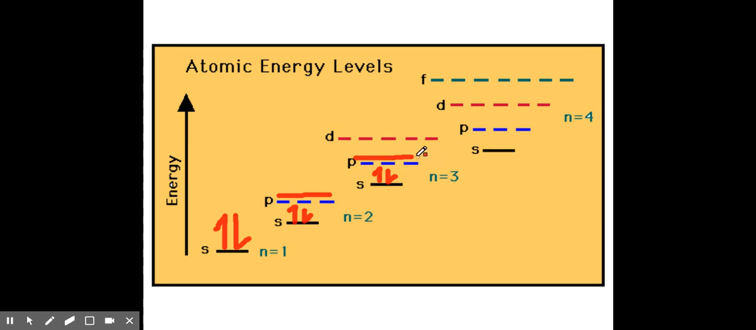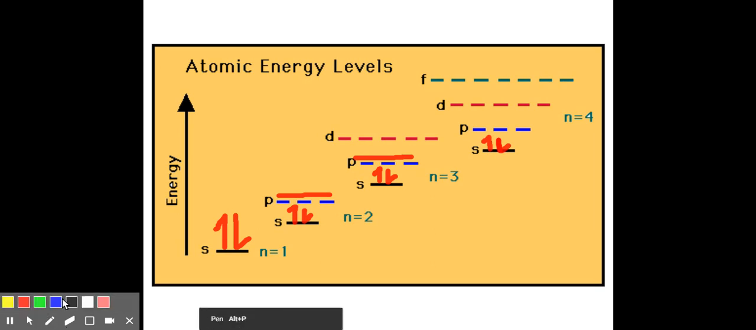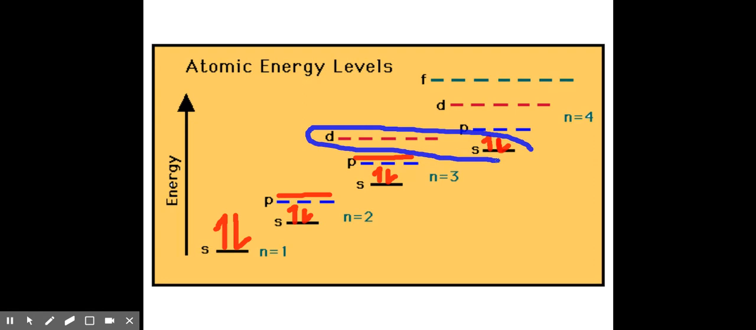Now the big step comes whenever we go from the 3p, we actually have to go to the 4s. Very nice. So this is where the Aufbau principle becomes really important. And this gets tested a lot, is this difference right here, is that 4s comes before 3d.